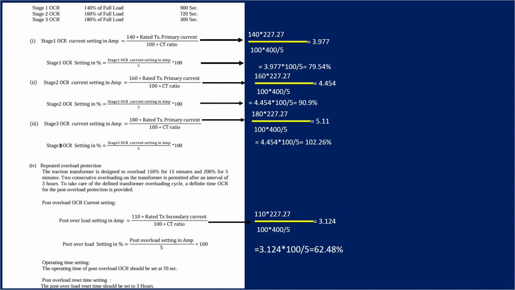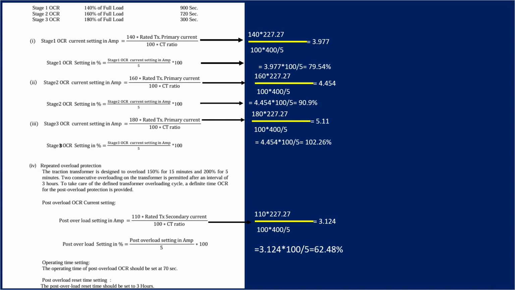Now, what is the percentage of the full load current of the CT secondary? That means 5 ampere. That has been found out and it is coming around 79.54%. So you set this 79.54% in the relay for stage 1. Then stage 2 comes in the same way. The percentage is 160%. It is 4.45 and 90.9%. In the same way, stage 3 is 180%, it comes around 5.11, and the percentage is 102.526%.